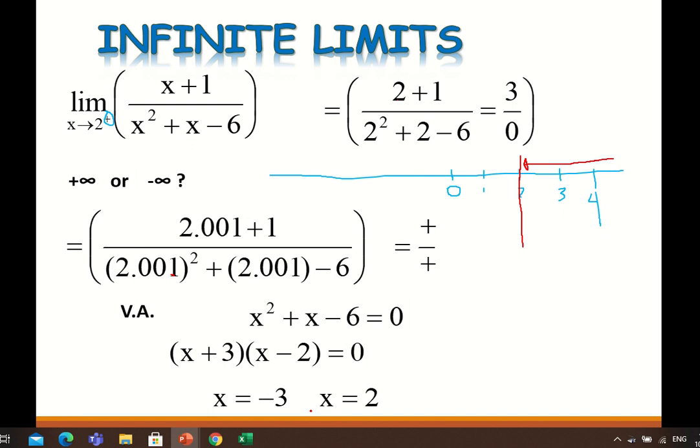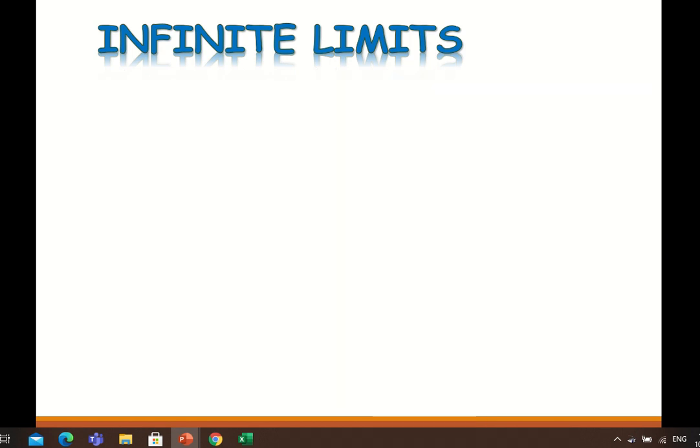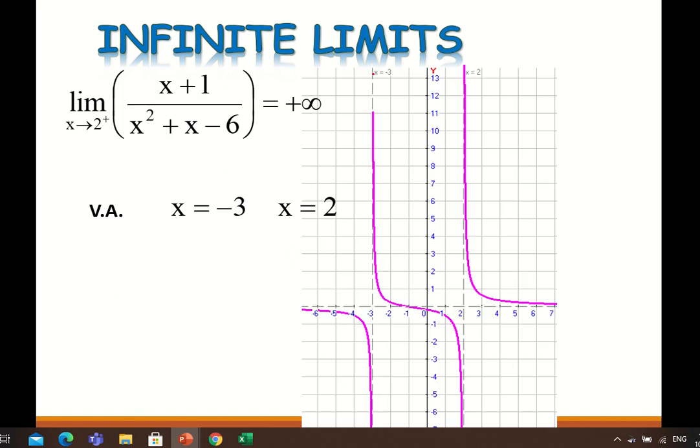So these are the vertical asymptotes. If you draw this one, we have two vertical asymptotes here, that is x equal to minus 3 and x equal to positive 2. This line here represents x equal to minus 3, and the other one is x equal to 2.